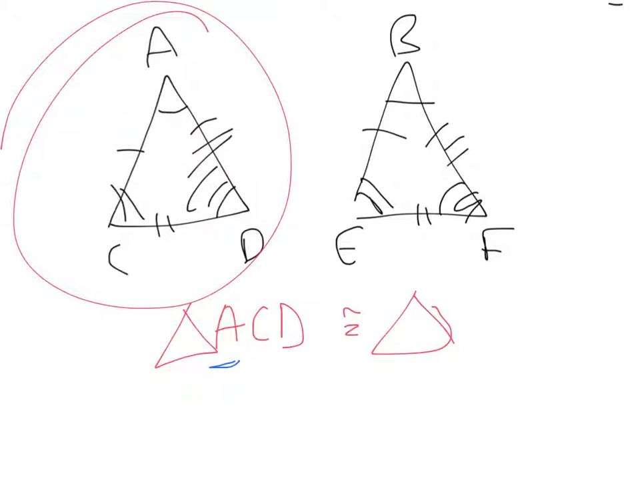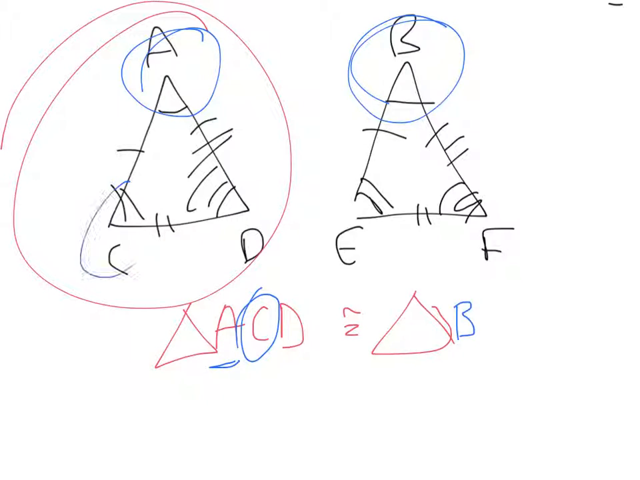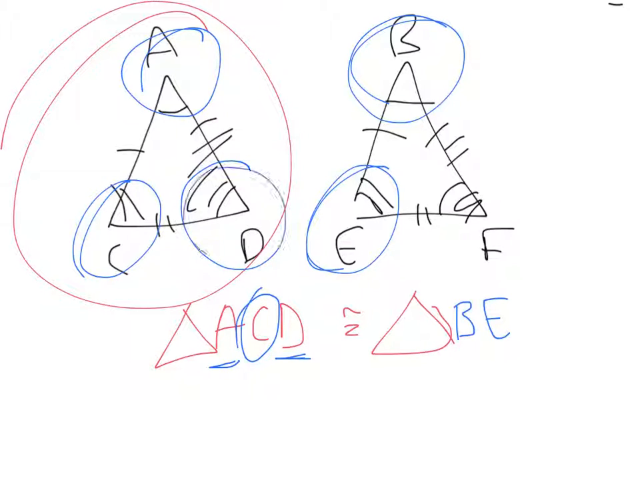So I did A first. A has 1 arc, so I need to take the other angle that has 1 arc, so B. Now I have C as my second letter. C has 2 arcs, so I take the other one that has 2 arcs, which is an E. And now I have angle D, which has 3 arcs. Now I take the other one that has 3 arcs, which is angle F.